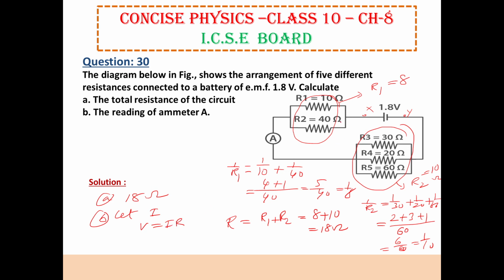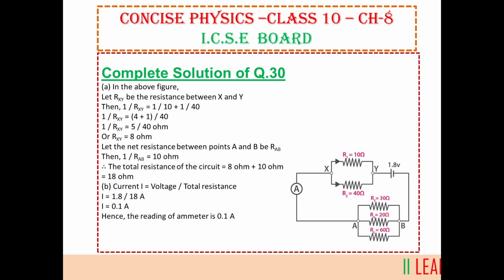Here E is 1.8 volt. So I would be equal to 1.8 by 18. If I cancel it out, it is coming 0.1 ampere. So current flowing through the circuit is 0.1 ampere. So it is also clear to you, I think. So this is the final solution.